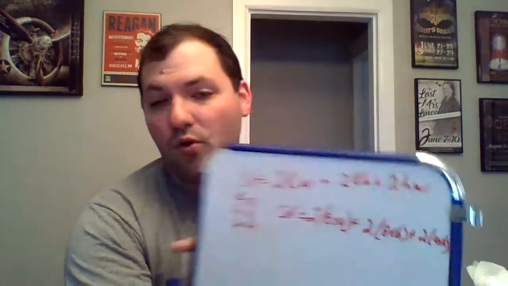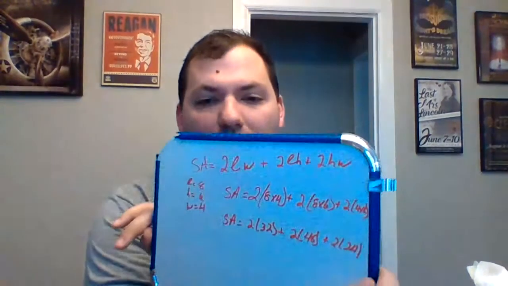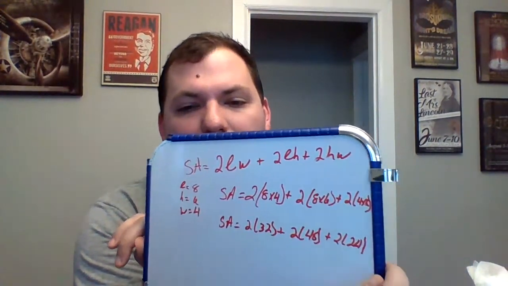Now, I just do my order of operations, don't I? So now I have surface area equals 8 times 4 is 32, plus 2, 8 times 6 is 48, plus 2 times 4 times 6 is 24. So hopefully you have that, right? Notice how I'm getting closer and closer, aren't I? So now I have surface area.